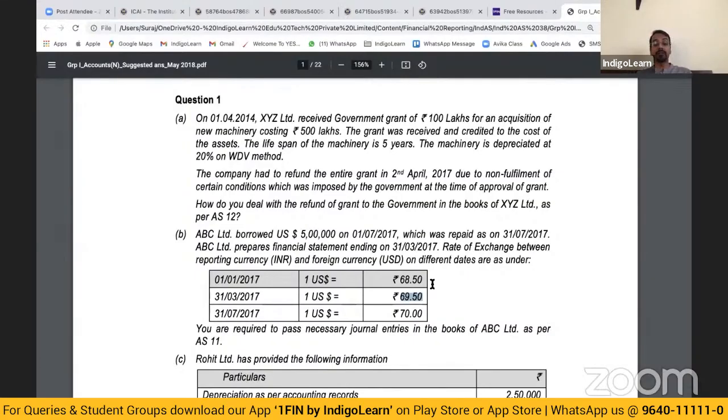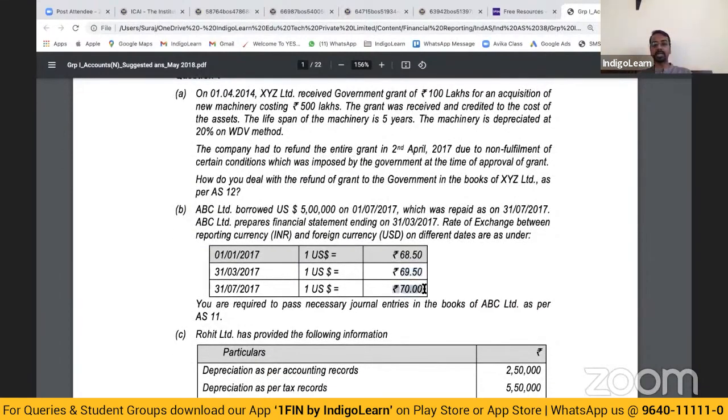So how much is this? 5 lakhs multiplied by 1. You have an exchange loss of 5 lakhs. Then when it was repaid at 70, exchange loss of another 2,50,000. You are required to pass entries in the books as per AS11. Okay, so your interest is not involved. You just need to calculate the exchange difference.